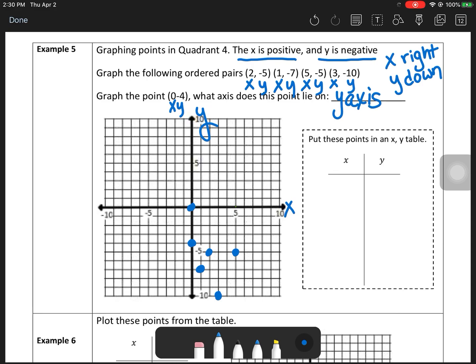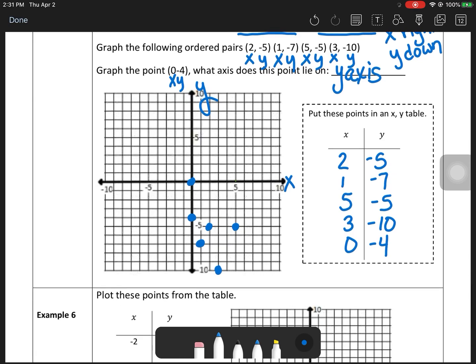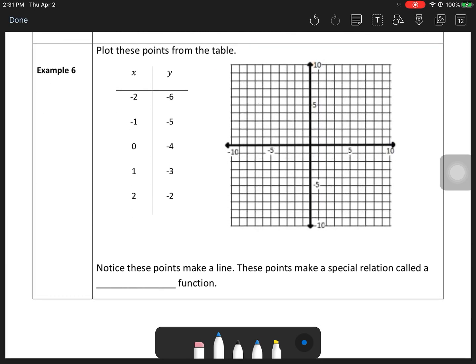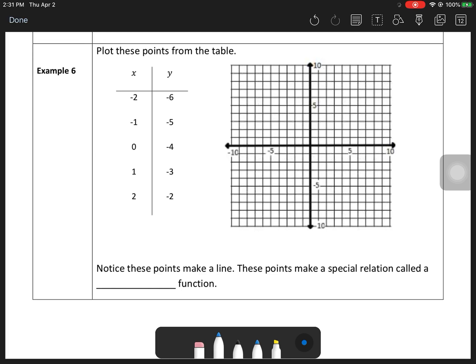The next question says, let's put these points in an xy table. So the first point we graphed was 2, -5. The second point we graphed was 1, -7. The next point we graphed was 5, -5. Then we graphed 3, -10. And then we graphed 0, -4. So you can see that you could graph them from the point in parentheses called the ordered pair, or you can graph them from the table, which is also how we can write ordered pairs. So let's graph from the table.